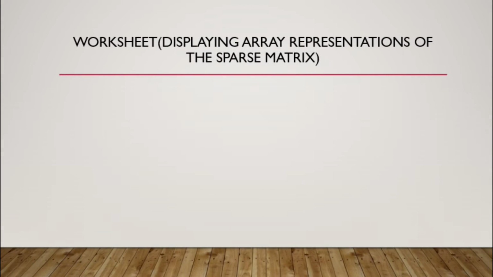Okay, now let us understand what exactly is the array representation of the sparse matrix. Till now we have understood the theory of the array representation of the sparse matrix. Now let us see the working of the array representation, how exactly our array representation looks like. To understand that, we need to take one example matrix.